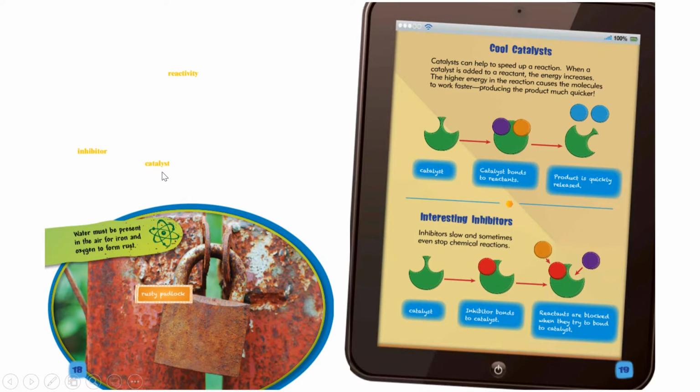Reactivity, inhibitor, catalyst. Water must be present in the air for iron and oxygen to form rust. Rusty padlock.